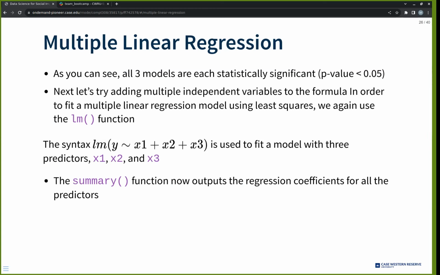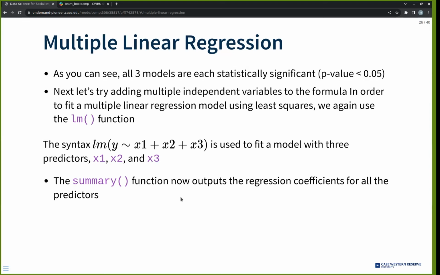How do we do that? We use the basic R function, the same function. Nothing is going to change. We'll just add more variables into the formula. The syntax will be the same: lm, y tilde x1 plus x2 plus x3. These terms will be added now because we have more than one predictor.